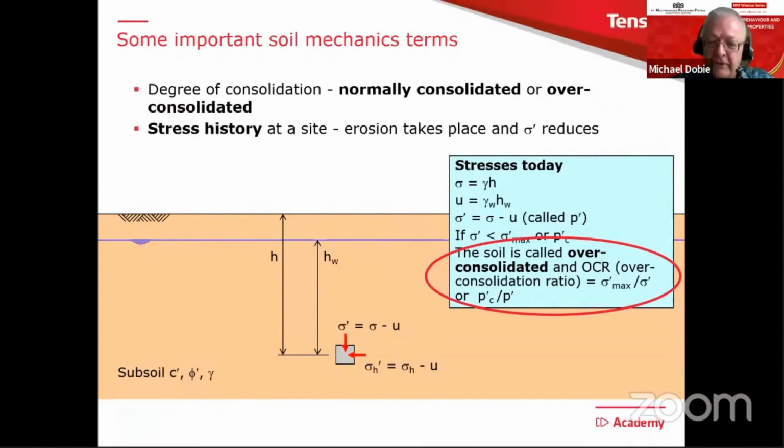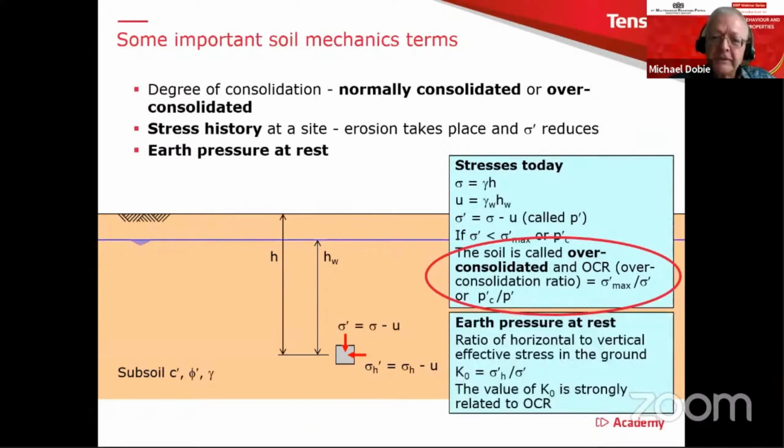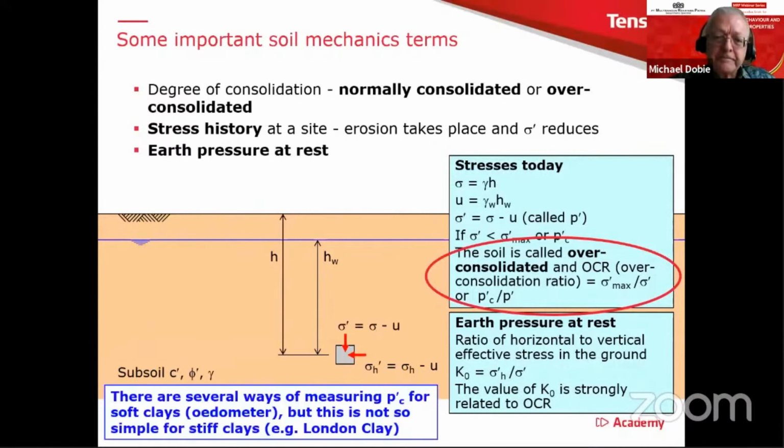Something else we'd like to know, especially if we're doing finite element calculations, is what's the horizontal stress? And the horizontal effective stress is related to the vertical one by what we call the earth pressure at rest. And we use a particular symbol K0, which is the ratio of the two. It's the ratio of the horizontal to the vertical effective stresses. And this K0 value is strongly related to the OCR, the over-consolidation ratio.